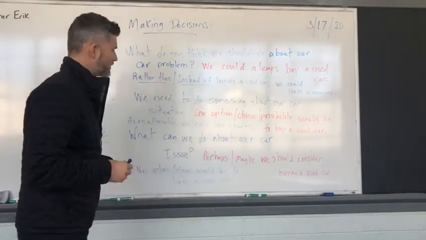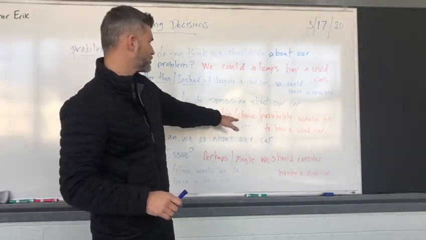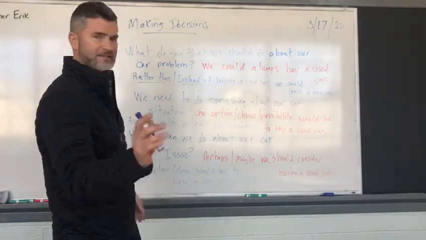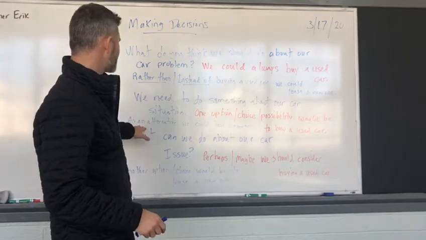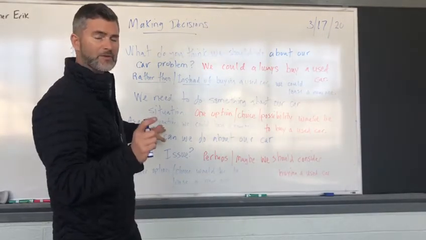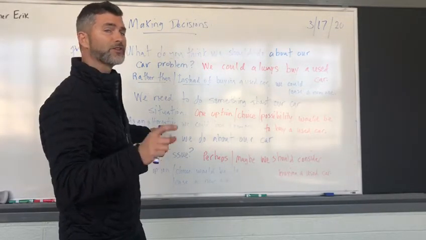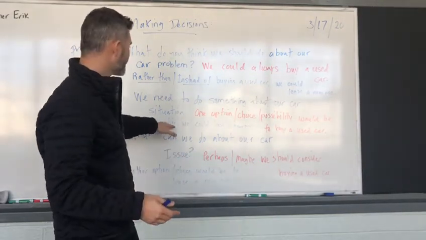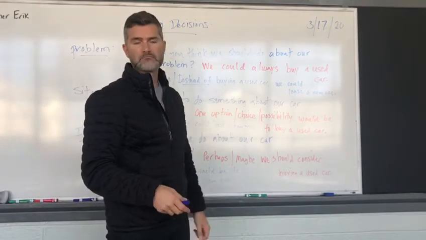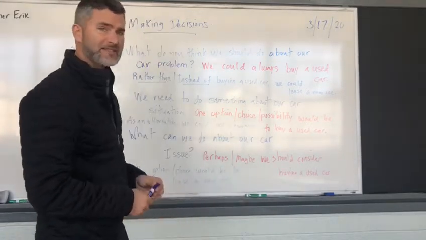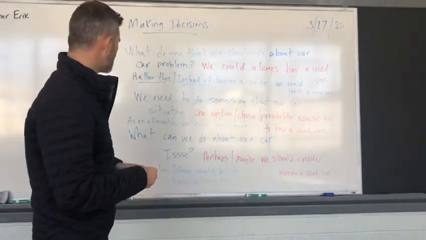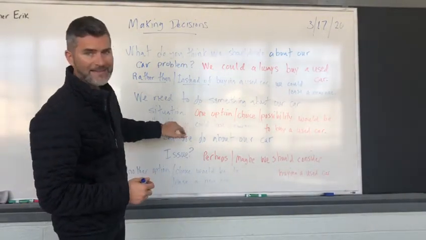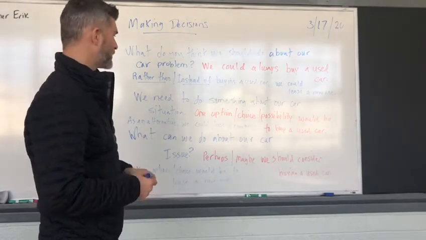Okay? So here, she says one option, choice, or possibility would be to buy a used car. Okay? He says this is another way you could respond. As an alternative. Remember, we learned the word alternative. As an alternative, which means another option, right? As an alternative, we could lease a new one. Or you could even say alternatively. Alternatively. That's the word alternative with an ly at the end. Alternatively, we could lease a new one.